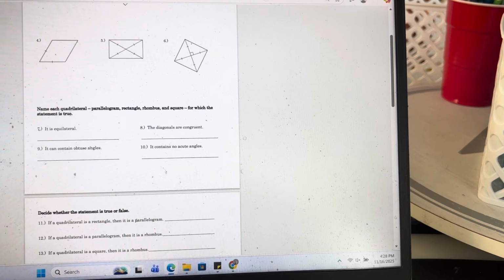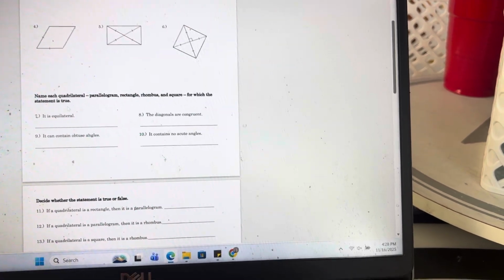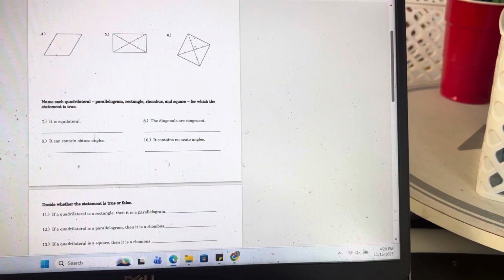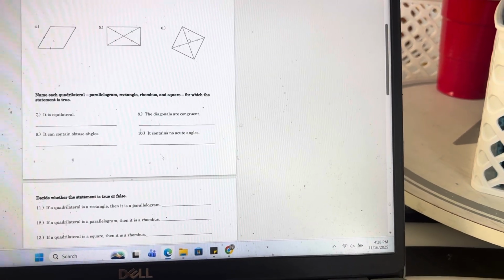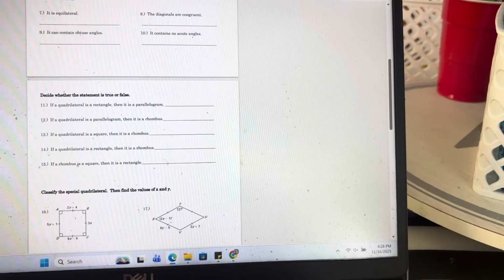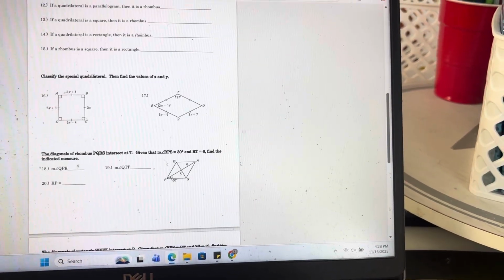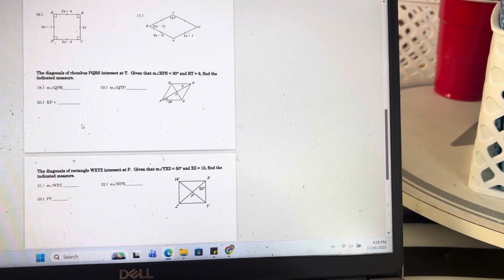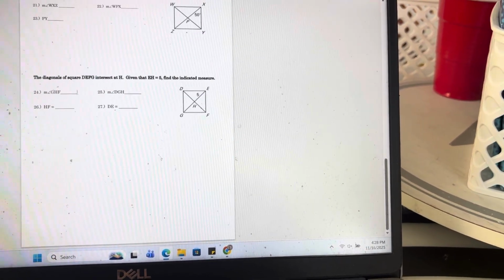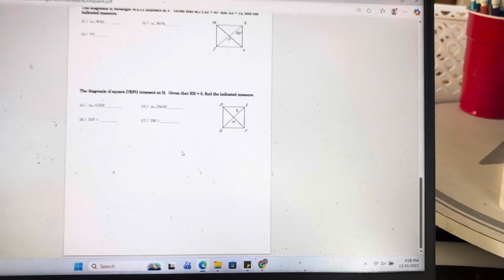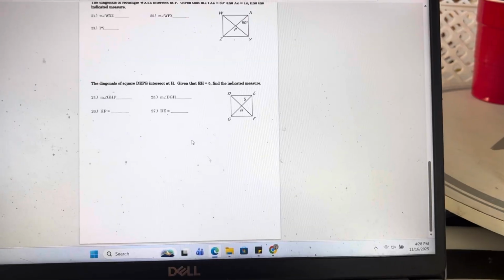And then put parallelogram, rectangle, rhombus, square, name each one for which this is true over here. Go down through, determine whether these are true or false. Classify the special quadrilateral, find the values of x and y. Here's the diagonals of a rhombus, here's the diagonals of a rectangle, here's the diagonals of a square, and that's the end of the assignment. So it seems like there's quite a bit, but it's really not that bad.